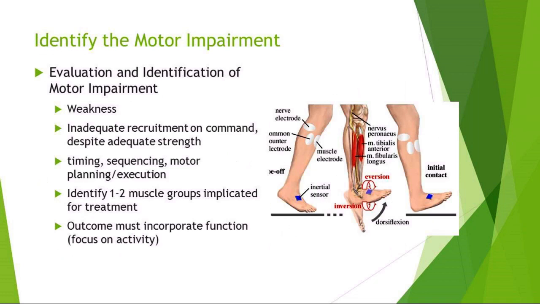So really what you want to do is identify the motor impairment. The PT has to evaluate and identify that motor impairment. It might be weakness, it might be inadequate recruitment despite adequate strength, so that might be that sensory portion of it. Timing, sequencing, motor planning, and execution. You want to identify 1 or 2 muscle groups that are implicated for treatment, and the outcome has to incorporate function to make it functional electrical stim. So you're focusing on the activity, on gait, or on another functional activity that person can participate in.